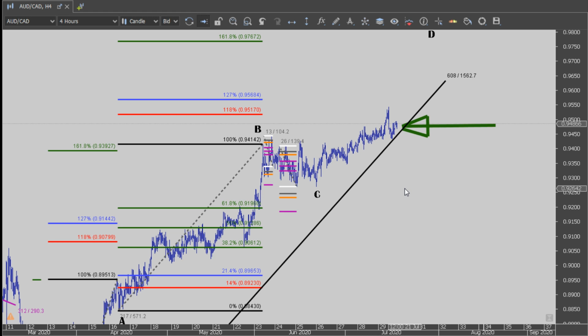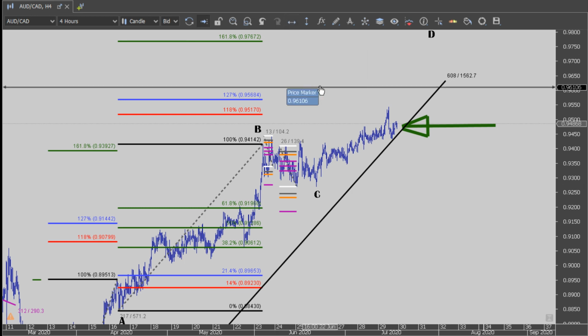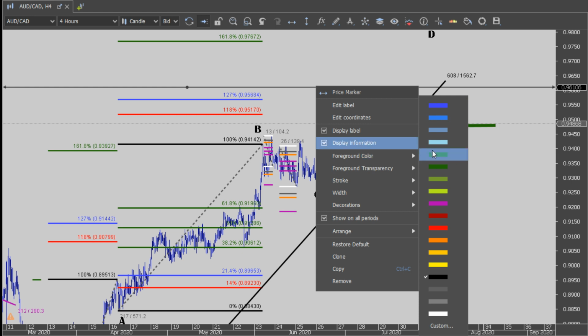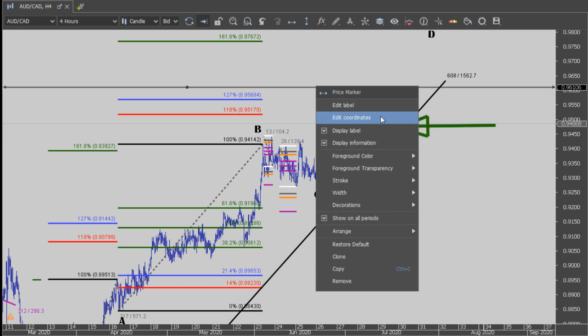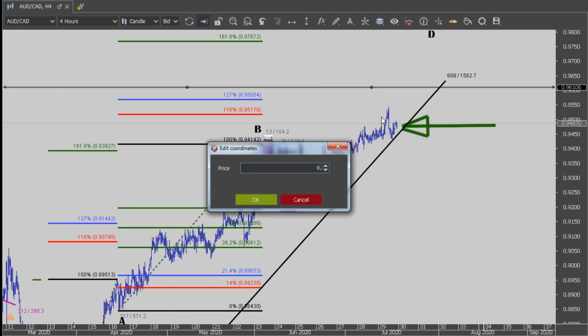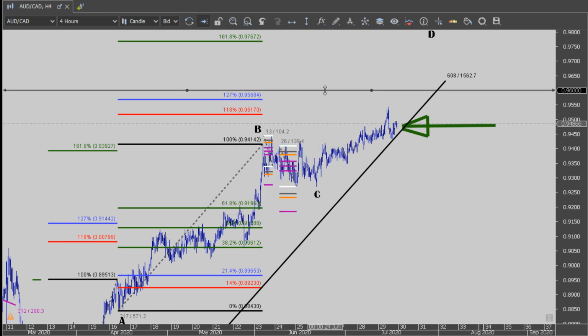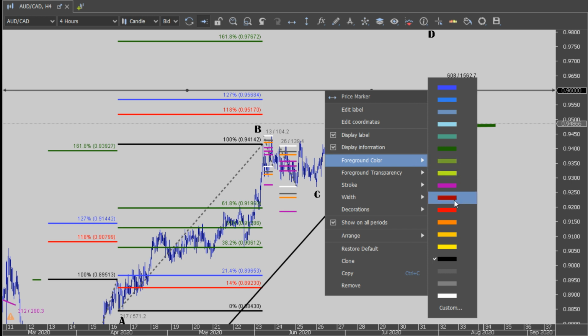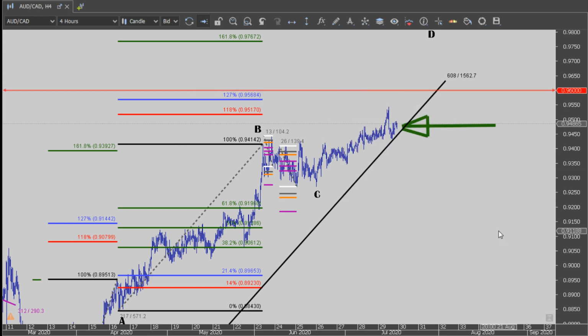I already entered a short trade. My stop loss is 0.96. Great, 0.96. Okay, what about you, Christian? Where is your stop loss?